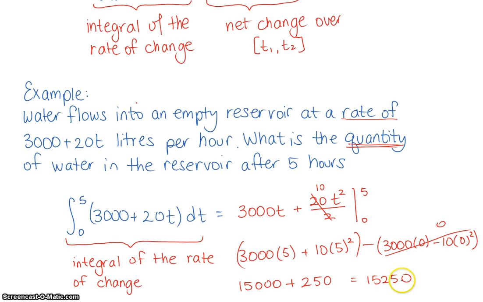Now what this actually is, that's our net change over our times, so after the last 5 hours, we have a quantity of water, and it's liters per hour, so this would be then your liters. So in the reservoir, after 5 hours, we would have 15,250 liters in the reservoir.